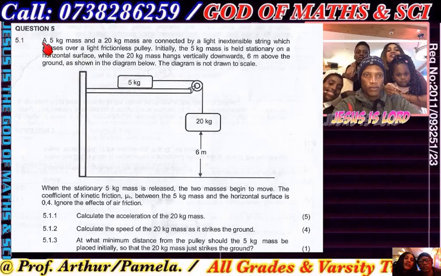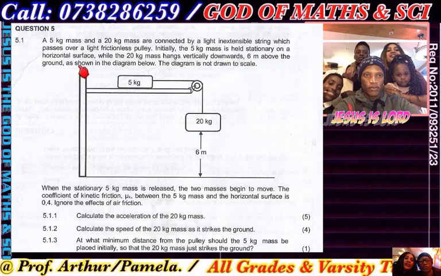Newton's laws. All right, question number 5. A 5 kilogram mass and a 20 kilogram mass are connected by a light inextensible string which passes over a light frictionless pulley. Initially, the 5 kilogram mass is held stationary, meaning it's not moving, on a horizontal surface, while the 20 kilogram mass hangs vertically downwards, 6 meters above the ground.